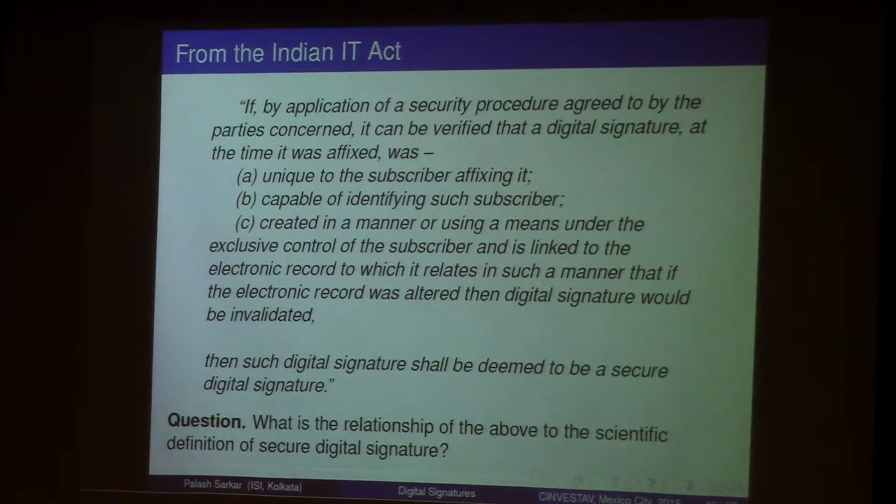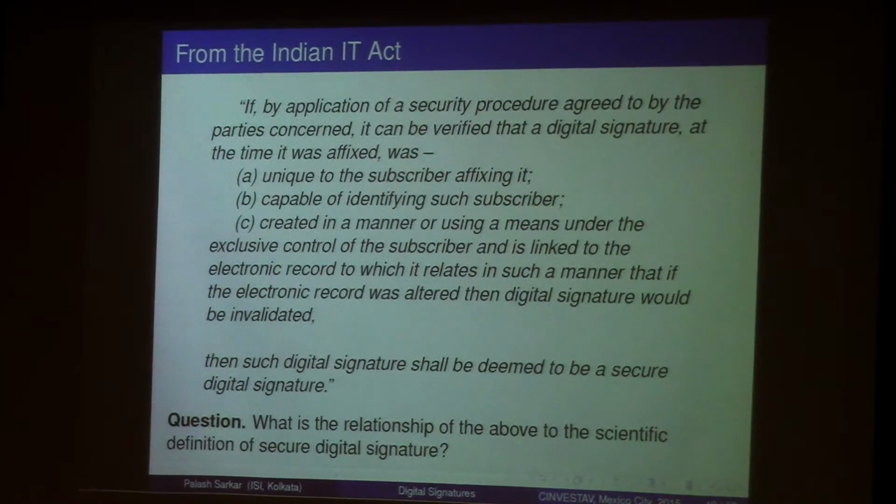Now here is a very interesting thing from the Indian IT Act that I found. Maybe I'll spend some time on it. This is a legal definition of what is a secure digital signature. If by application of a security procedure agreed to by the parties concerned, it can be verified that a digital signature at the time it was affixed was unique to the subscriber affixing it, capable of identifying such subscriber, and so on and so forth, then such digital signature shall be deemed to be a secure digital signature. So this is clearly a definition of what it means for a digital signature to be secure. Now that's how the law would define it.